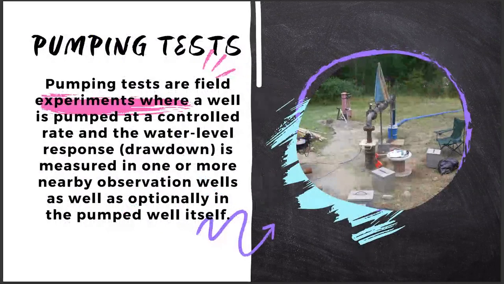Now, let's talk about wells. So, we have pumping tests. These are field experiments where a well is pumped at a controlled rate and the water level response, the so-called drawdown, is measured in one or more nearby observation wells, as well as optionally in the pumped well itself. Pumping tests are done to find out the yield of a well. It also has adjacent wells that we observe to learn the behavior of the aquifer itself.